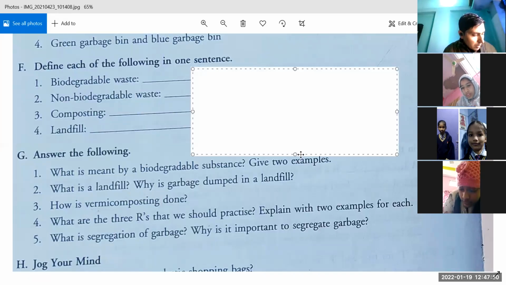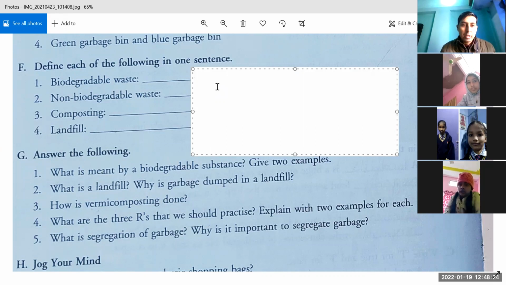Again, the answer is given at page number 130 in the keywords. I will modify it a little bit. The material here is written, but we will write here: those materials that can be broken down by microorganisms in nature are called biodegradable substance.